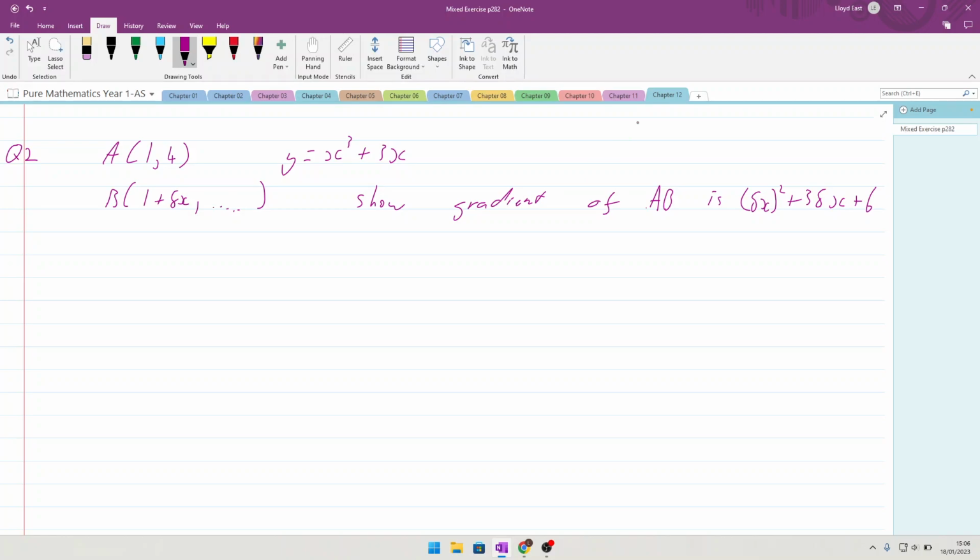Okay, well, I think to begin with what I want to do is find out what the y value is for this, and then we can use the standard gradient calculation on it to show the gradient. Okay, so taking that, I'm going to say that y is equal to 1 plus delta x cubed plus 3 times 1 plus delta x.